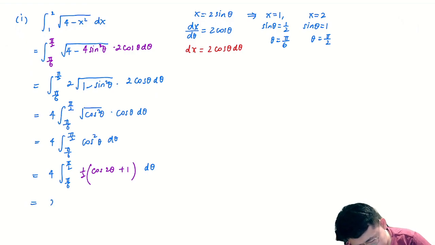With 4 times a half, I'll have a 2 on the outside. And I think we can just integrate this right away. So we have half sine 2 theta plus theta.